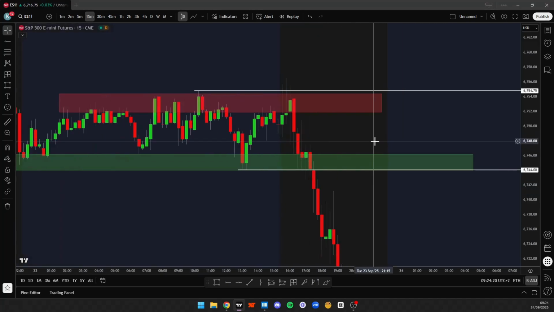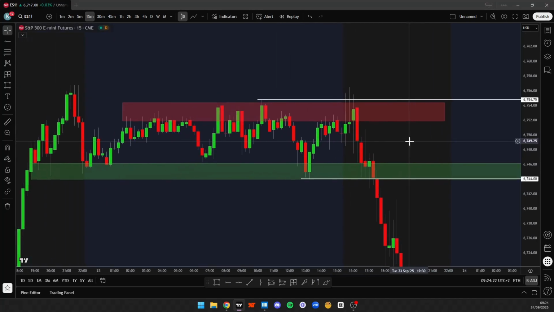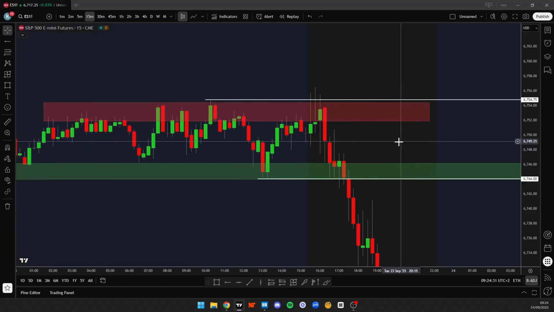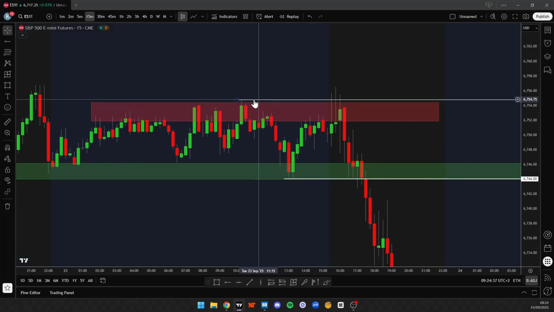So as the market opened right here, I was waiting for a sweep first of the pre-market high. This range is so small, okay? It's 11 points, this whole range. So there is a very big chance that if price comes back to the resistance level, it will take out this pre-market high, okay, which is also the resistance high.